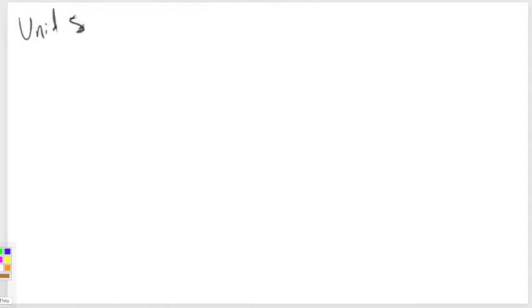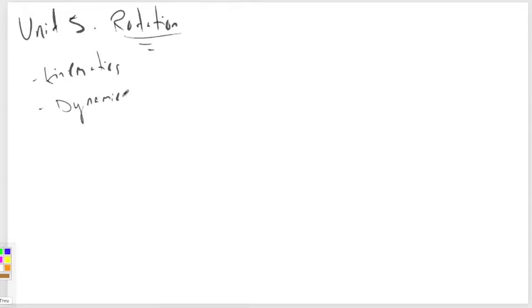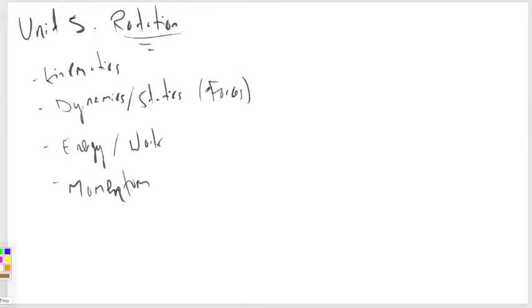Okay, scholars, today we're going to begin Unit 5, which is all about rotation. We're basically going to take everything that we've done so far, which has been kinematics, dynamics and statics, which is a fancy way of saying forces, energy and work, and momentum. And we're going to apply all of that to rotating objects.